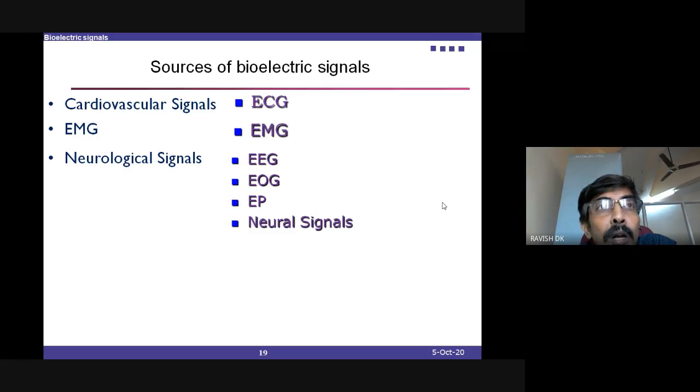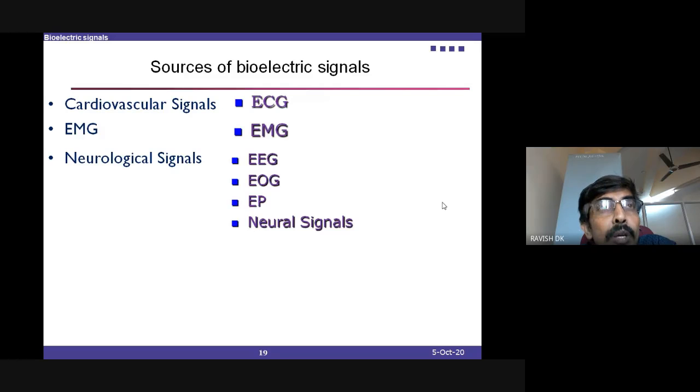So neurons are part and parcel of our life, which is very important. Their function is integrating and controlling all the actions. That is the neurological signal. It appears mainly from the brain. It is called electroencephalography, and EOG is electrooculogram, which is from the eyeball. And evoked potential is for some cognition, some level of understanding of neurons for light.